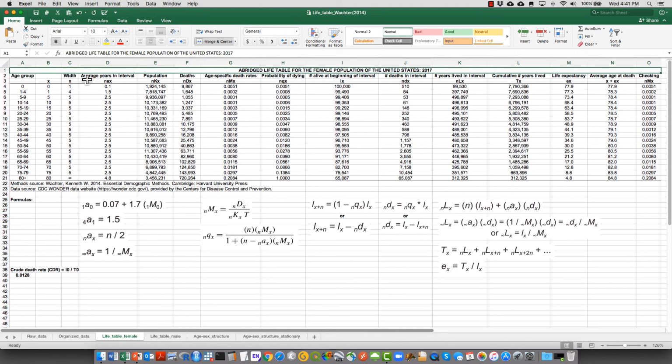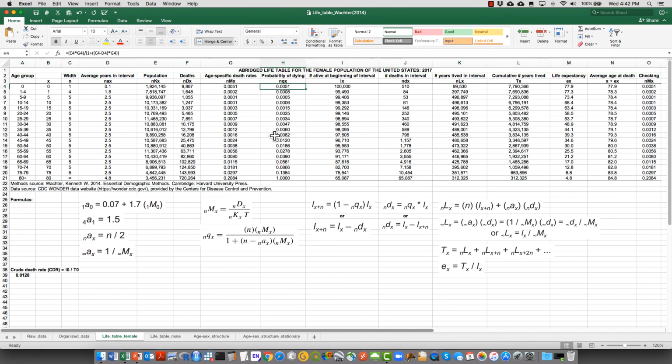So here we have the average years in the interval, the AXN, the population that we got from CDC, and the number of deaths that we got from CDC by age group for women. The number of deaths divided by population gives the age-specific death rates, which is this number here. The time in this case is 1 year, so it's pretty much the D divided by the K. And we calculate the QXN, which was the column that I showed in these slides.